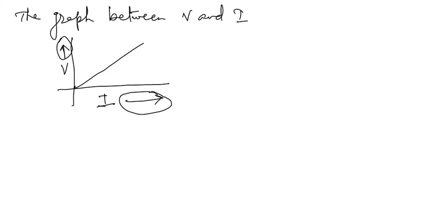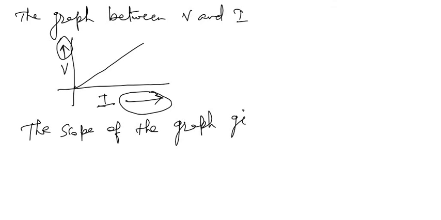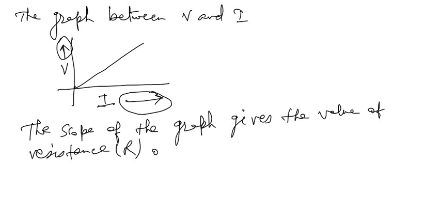The slope of the graph gives the value of resistance of the resistor.